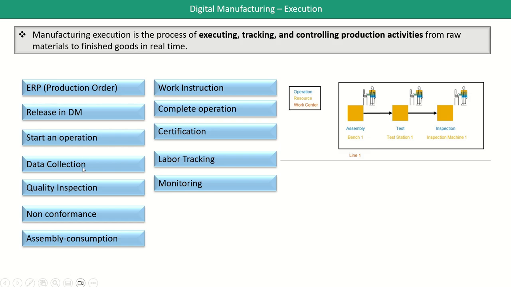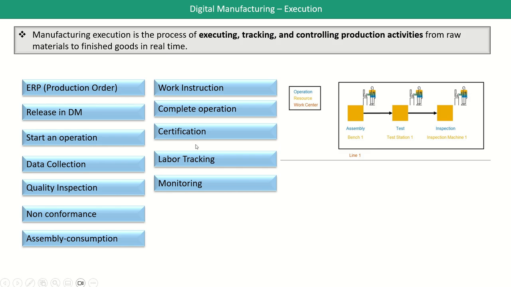Data collection is another activity. Quality inspection is another activity. Non-conformance logging is another activity. Assembly consumption is another activity. So these are all the activities that the operator or supervisor performs in the SAP DM system. All of them come under SAP manufacturing execution, because all these activities are performed for manufacturing a product from its raw material to its final stage.